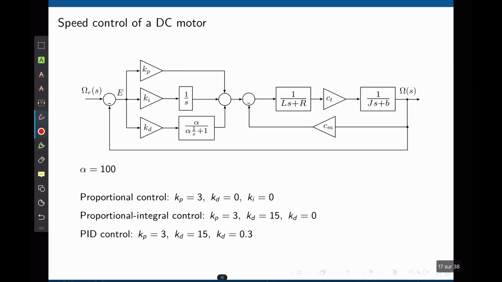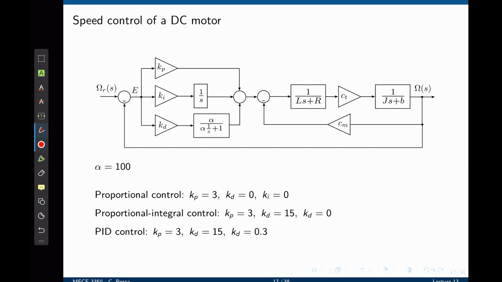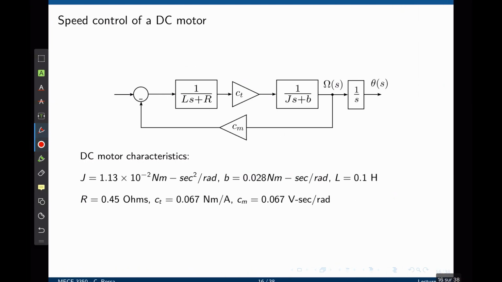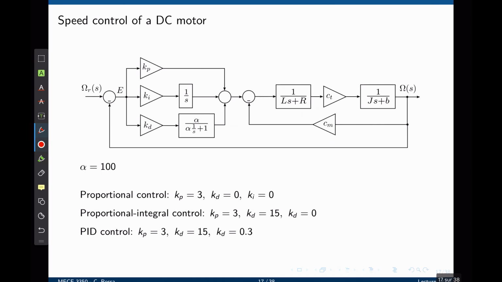Here is the complete block diagram. It's the same we had before, but now the PID controller is expanded into its 3 known branches. We can identify the controller and the plant. For the parameters of the DC motor, we are going to use the parameters given in the previous slide. And for the PID controller, we are going to test 3 combinations.